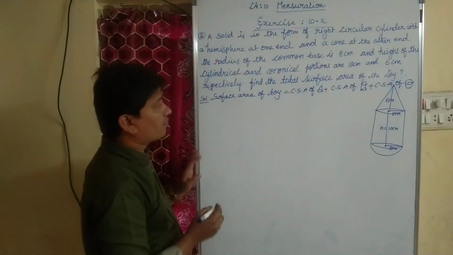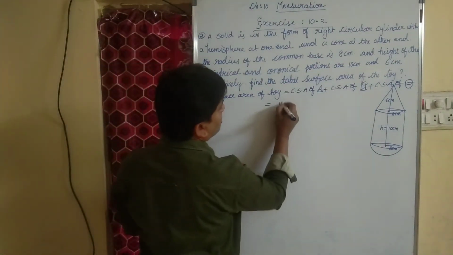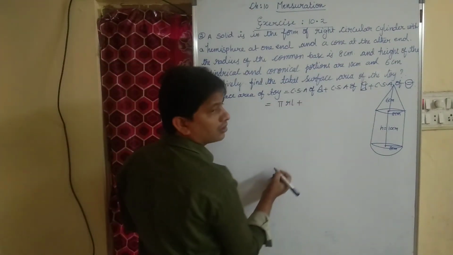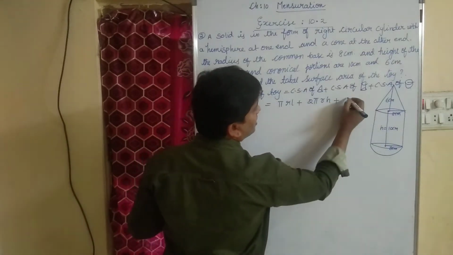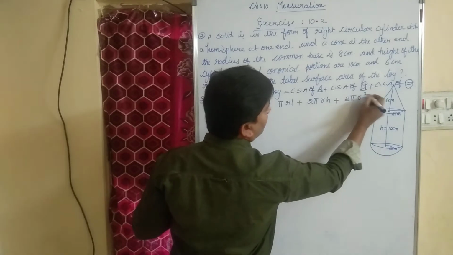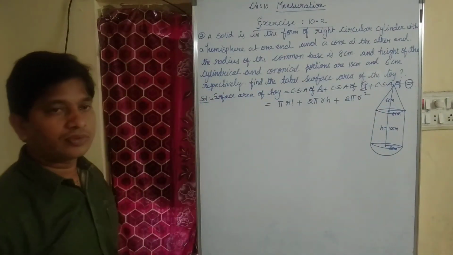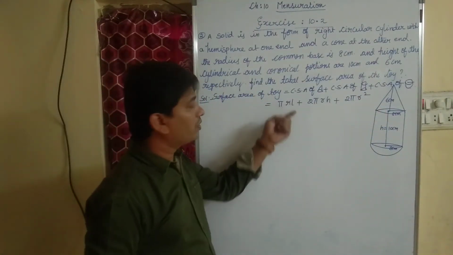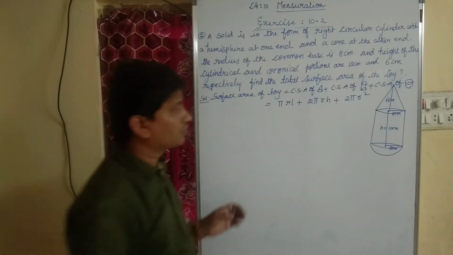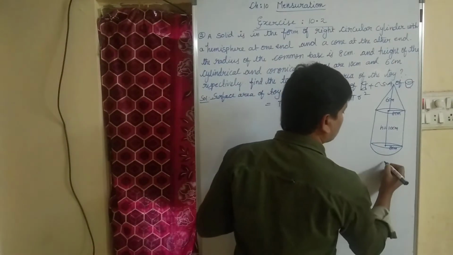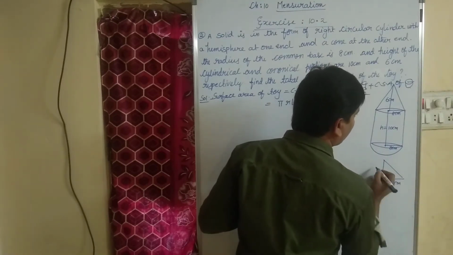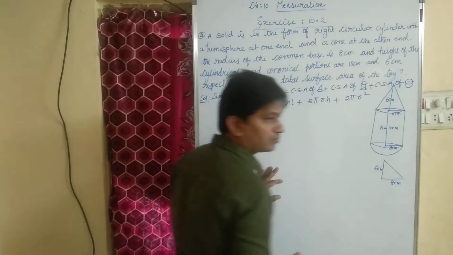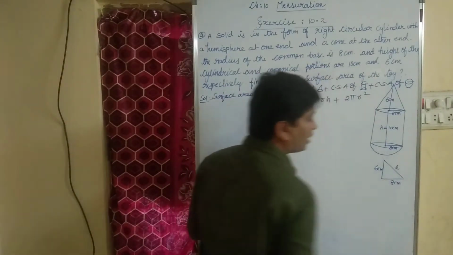What is the CSA of cone? As we know, CSA of cone is pi r l, CSA of cylinder is 2 pi r h and CSA of hemisphere is 2 pi r square. Okay. Now as we don't know what L, the slant height, is, if you observe this, base radius is 8 cm and height of the cone is 6 cm. Now we have to find out slant height L.